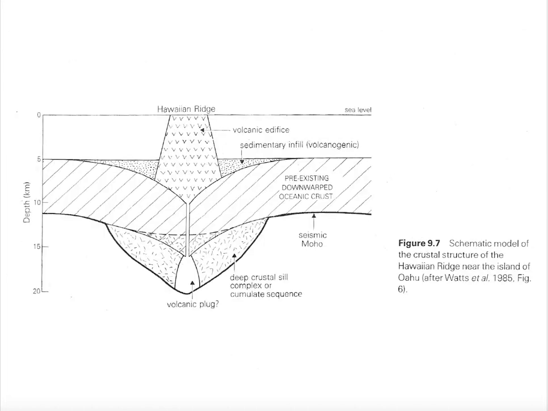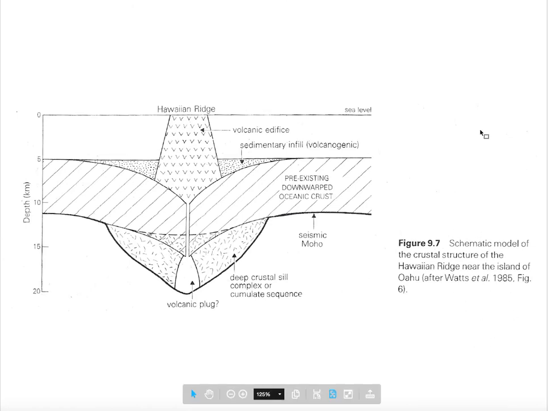So here we have a schematic sketch map of how the Hawaiian Ridge looks. Here we have the Hawaiian Ridge, and at the top is the sea level. Here we have the volcanic edifice, and here sediments are infilling. These sediments are of volcanogenic origin. Then we have the pre-existing downwarped oceanic crust here.